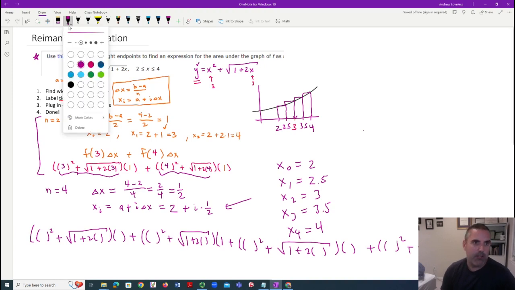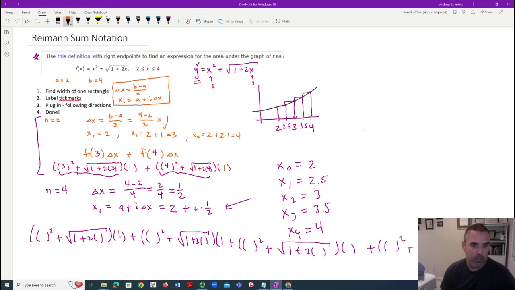But in this case, the width would be a fourth, a fourth, a fourth, a fourth, and the tick marks would be 2.5, and the next one would be 3, and then 3.5, and 4. So let's kind of take a peek. Let's just grab one of these. We'll circle here. Look at this. And I'll just grab one of these.